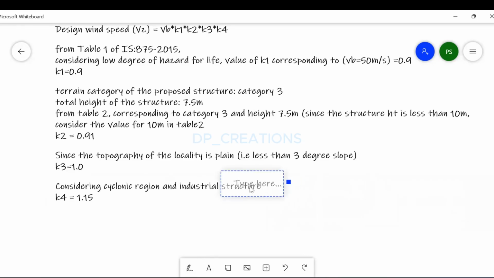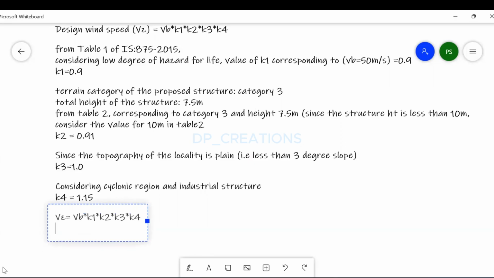Okay. So now your Vz equals to Vb into K1 into K2 into K3 into K4. That is Vz equals to 50 into K1 is 0.9, then K2 is 0.91, then K3 is 1, and K4 is 1.15. So how much is the value? 47.0925.